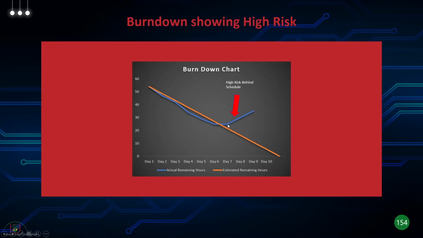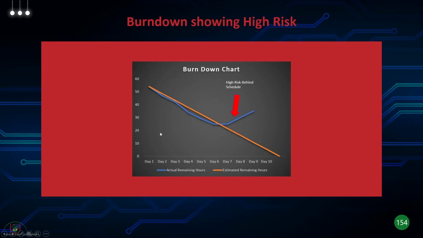Day 7 onwards, you started burning much less hours, right? And it goes on above the ideal line. By day 9, you are so far up, right? It's very difficult for you to come back from here. So this is a high risk. You are completely behind the schedule.